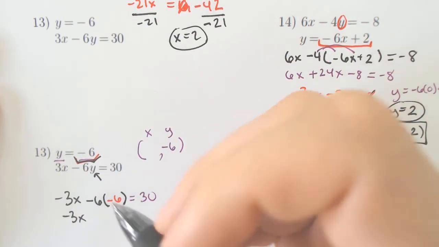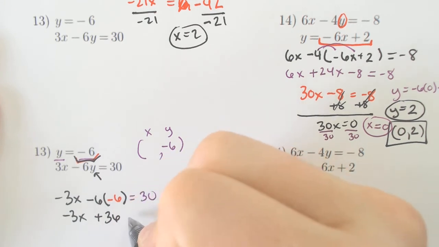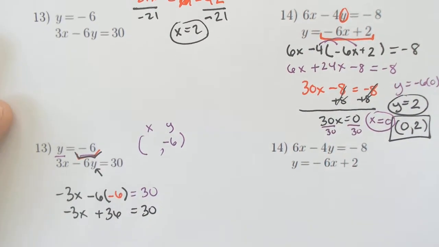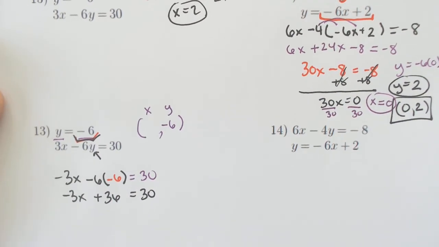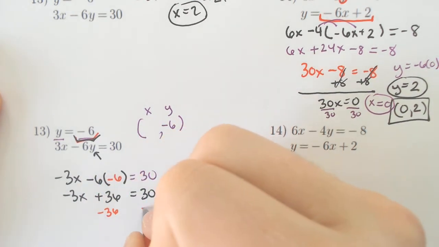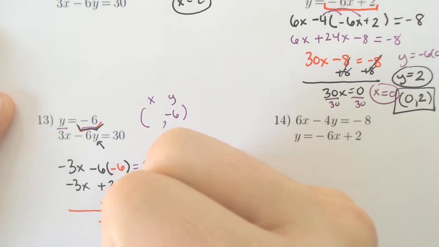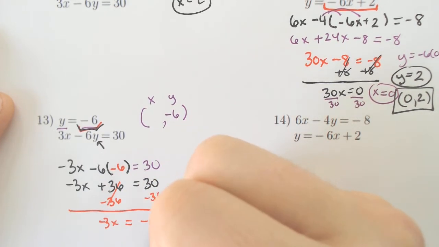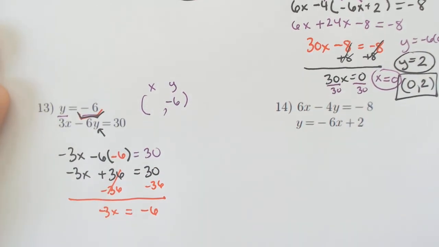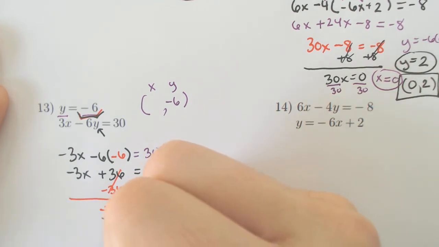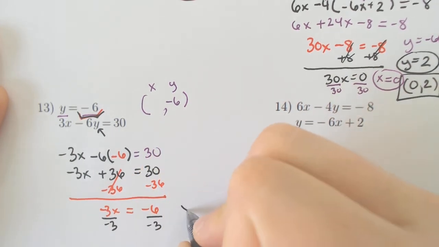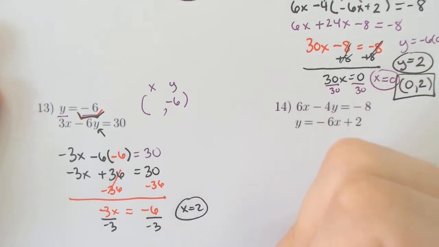Negative 6 times negative 6 is 36 equals 30. Subtract the 36. Subtract 36. Subtract 36. Negative 3x, this would cancel, would equal negative 6. And when we divide negative 6 by negative 3, you get x is equal to 2.